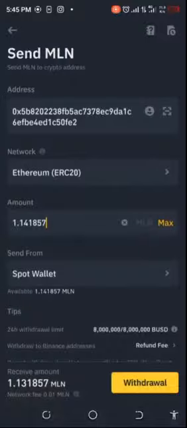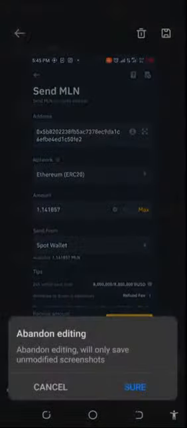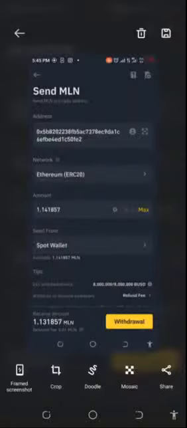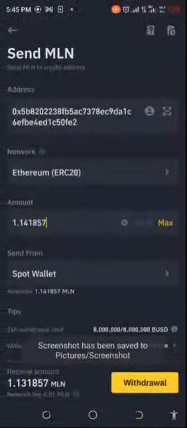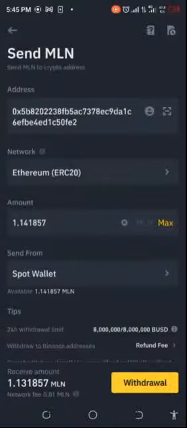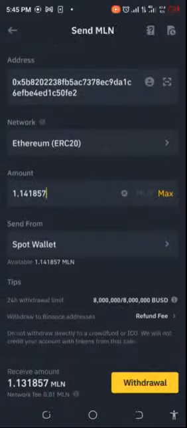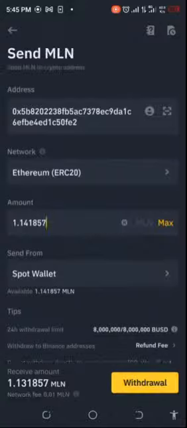Let's go ahead. I'll just take a screenshot. We're going to receive 1.13. As you can see here, we're going to receive 1.13. That is fine. It was 1.14, but they've taken out 0.01. Okay, so that's fine. Let's go ahead and click on withdrawal.